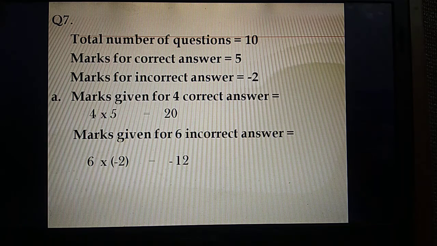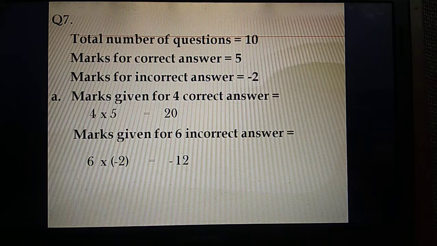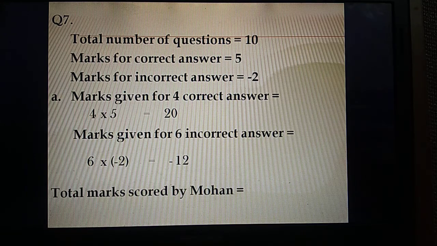You have to find his total score. To find out total, whatever values you are having in both the sections, just add them to get the total marks. So 20 plus minus 12. Integers are of different signs, so we will subtract. Answer will have the sign of the greater numerical value. So yes, 20 minus 12 will give you 8. So Mohan's total score is 8.